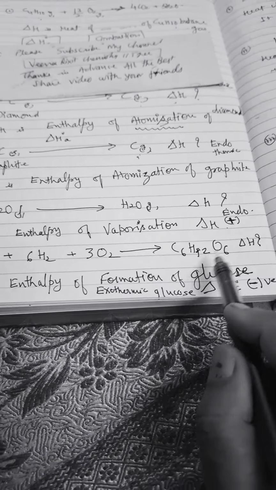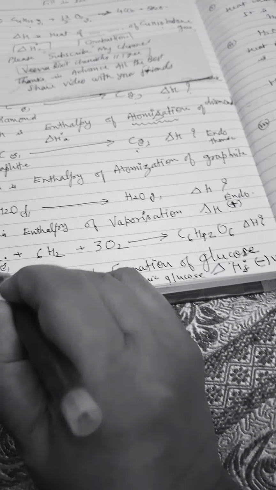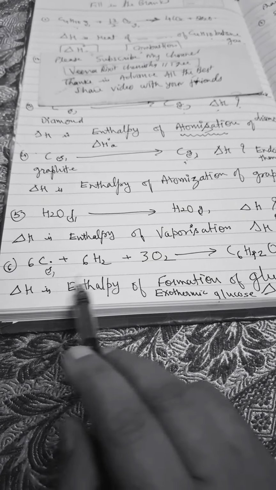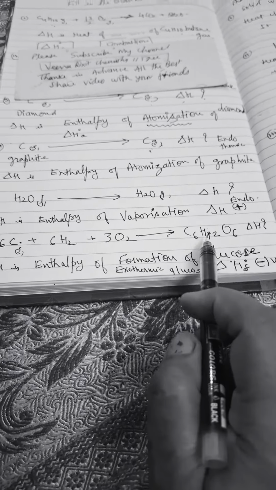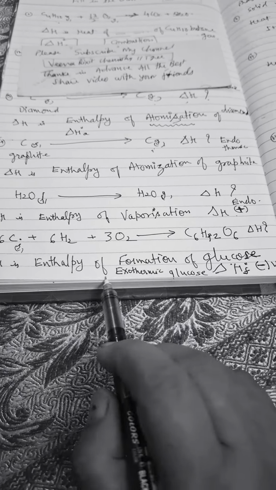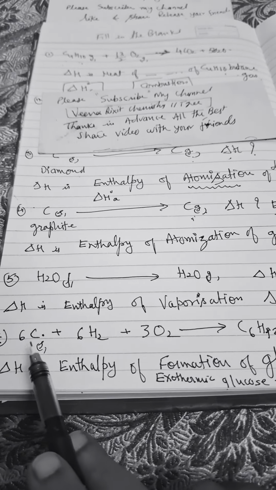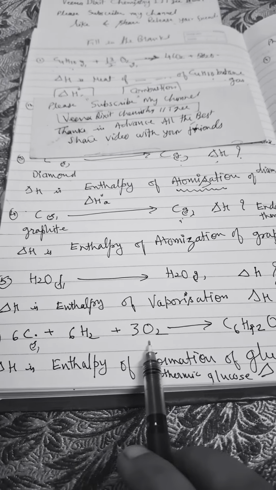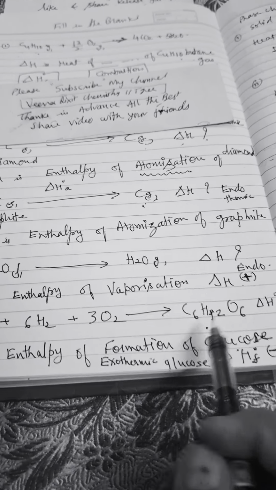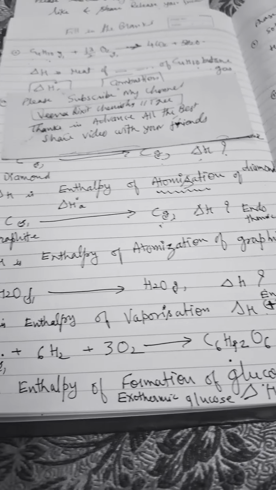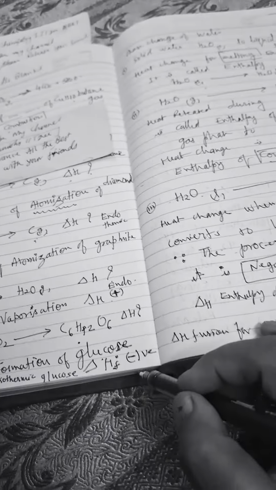So when 1 mole of any compound is formed from the standard state of these elements, at that moment we call it enthalpy of formation. So 1 mole of glucose is formed, so we will call it enthalpy of formation of glucose. Clear? These are the standard states of these elements, and they will give rise to 1 mole of C6H12O6. So we will call it enthalpy of formation. It has a negative value.